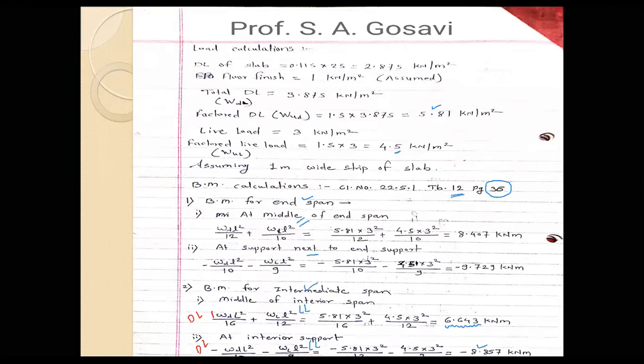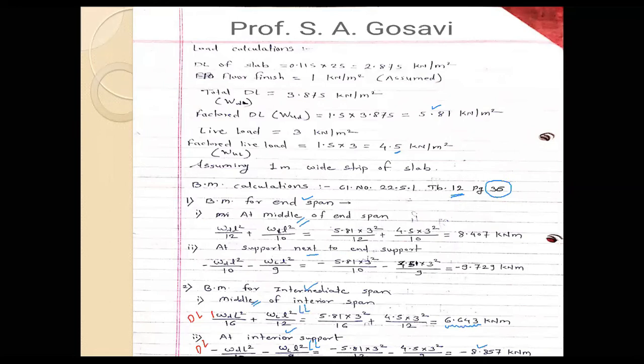Then we went to the intermediate span, where we again calculated the bending moment at 2 locations. First is at the middle, where we always get a sagging, positive bending moment. The coefficients are 1 by 16 for dead load and 1 by 12 for live load. Then at the interior support, the coefficient for dead load is minus 1 by 12, and for live load it is 1 by 9.